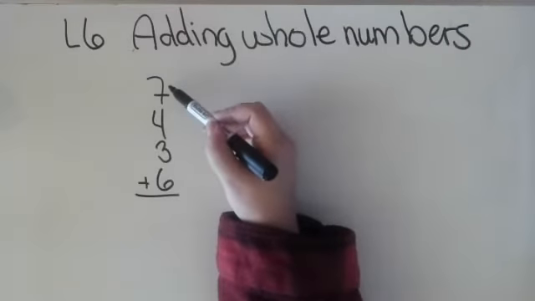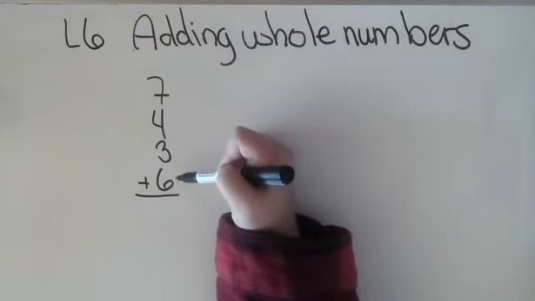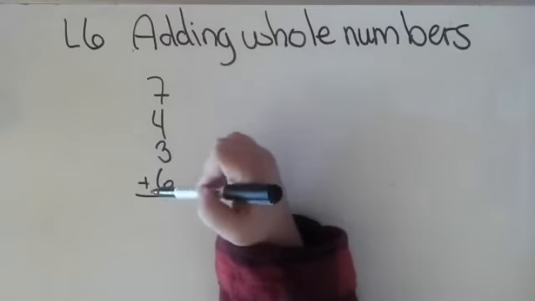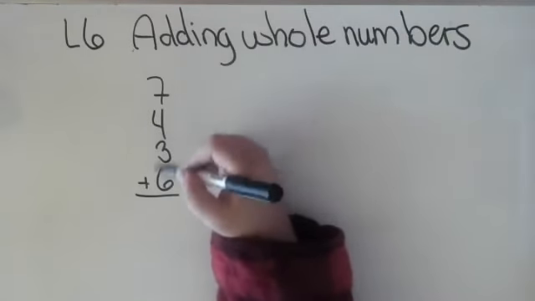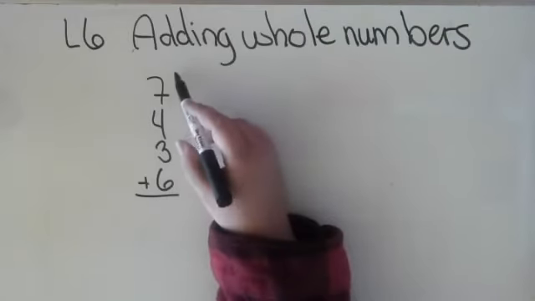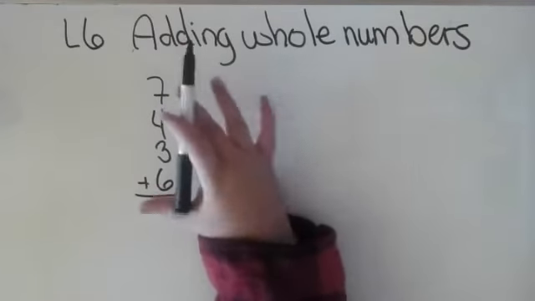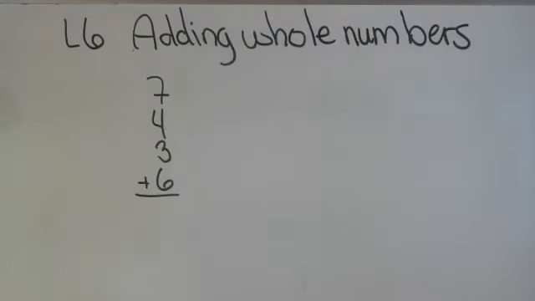Now remember from previous lessons, these are my addends. Addends add together to make a sum. The sum is the answer. The addends are what you're adding. So if I have something like this, what I can do is I can group them when adding.